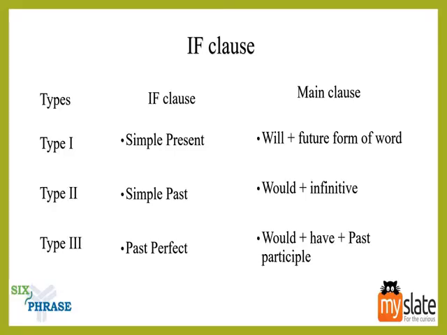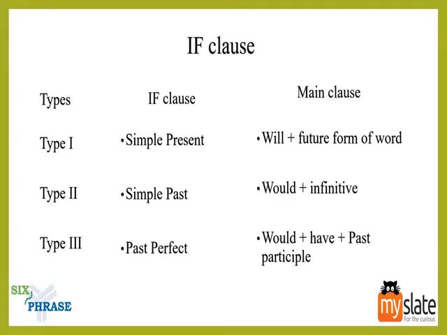So what we need to see here is the grammatical part of the if clause, meaning it has two clauses, right? A clause is actually a part of a sentence which makes sense. I just needed to clarify that. There are actually three types in it. Type 1 is simple present, type 2 is simple past, type 3 is past perfect. We just saw the 12 tenses.